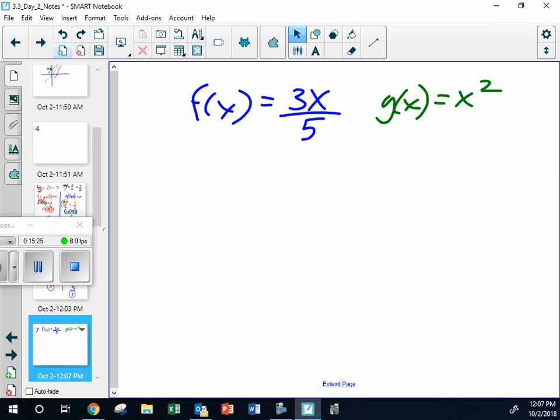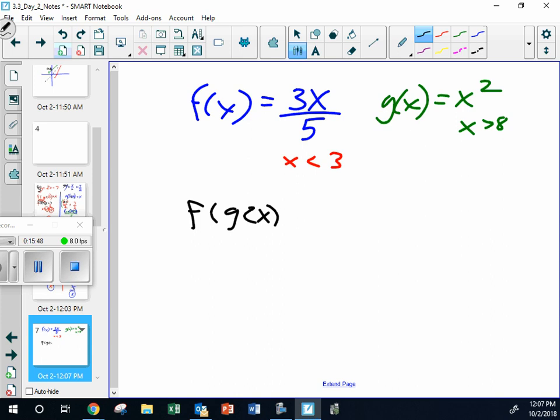But these would have domains of all reals, which would make it just too easy. So we're going to use a domain on this one as x has to be greater than 8, and a domain on this one of x has to be less than 3. And we're going to see what happens when we take f of g of x and then find the domain of f of g of x. So two separate things there.